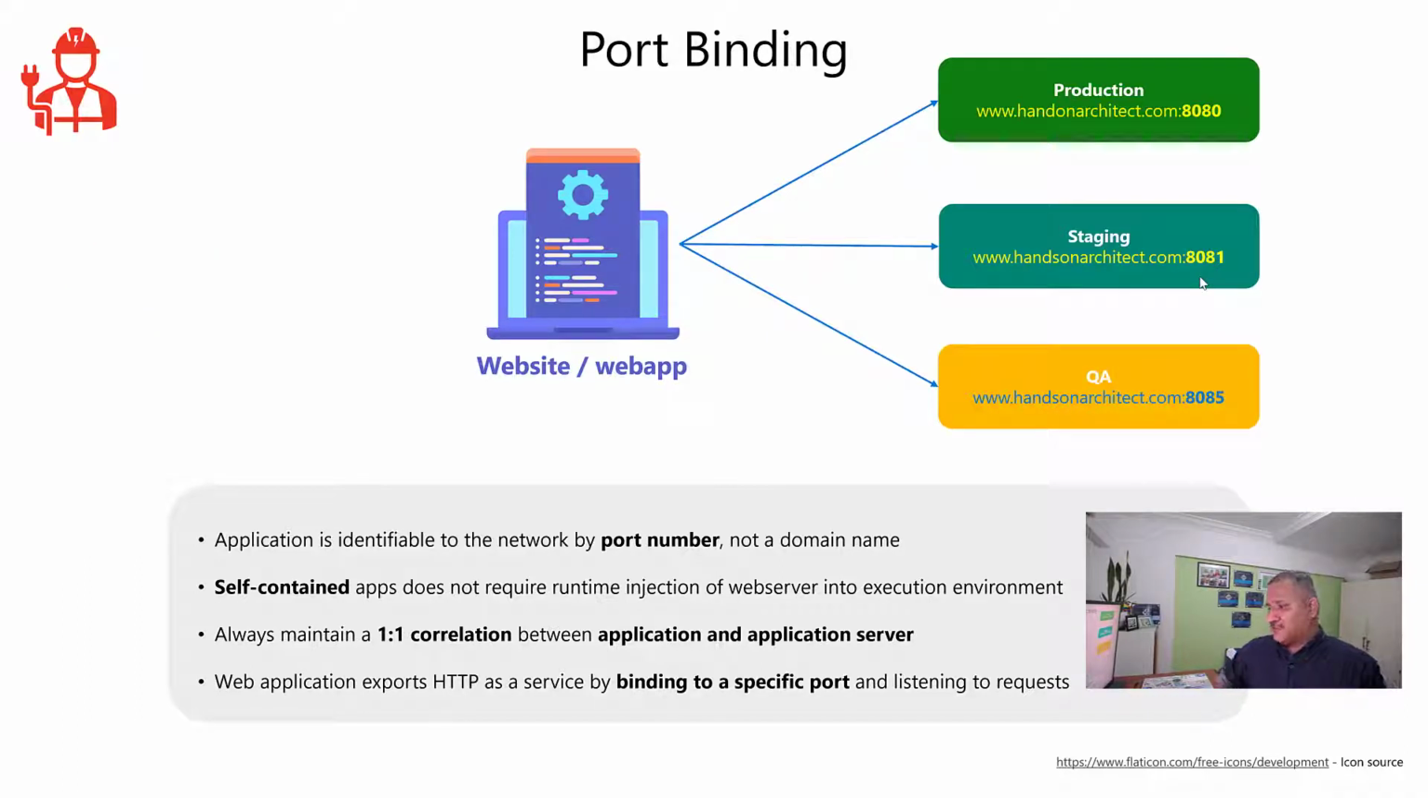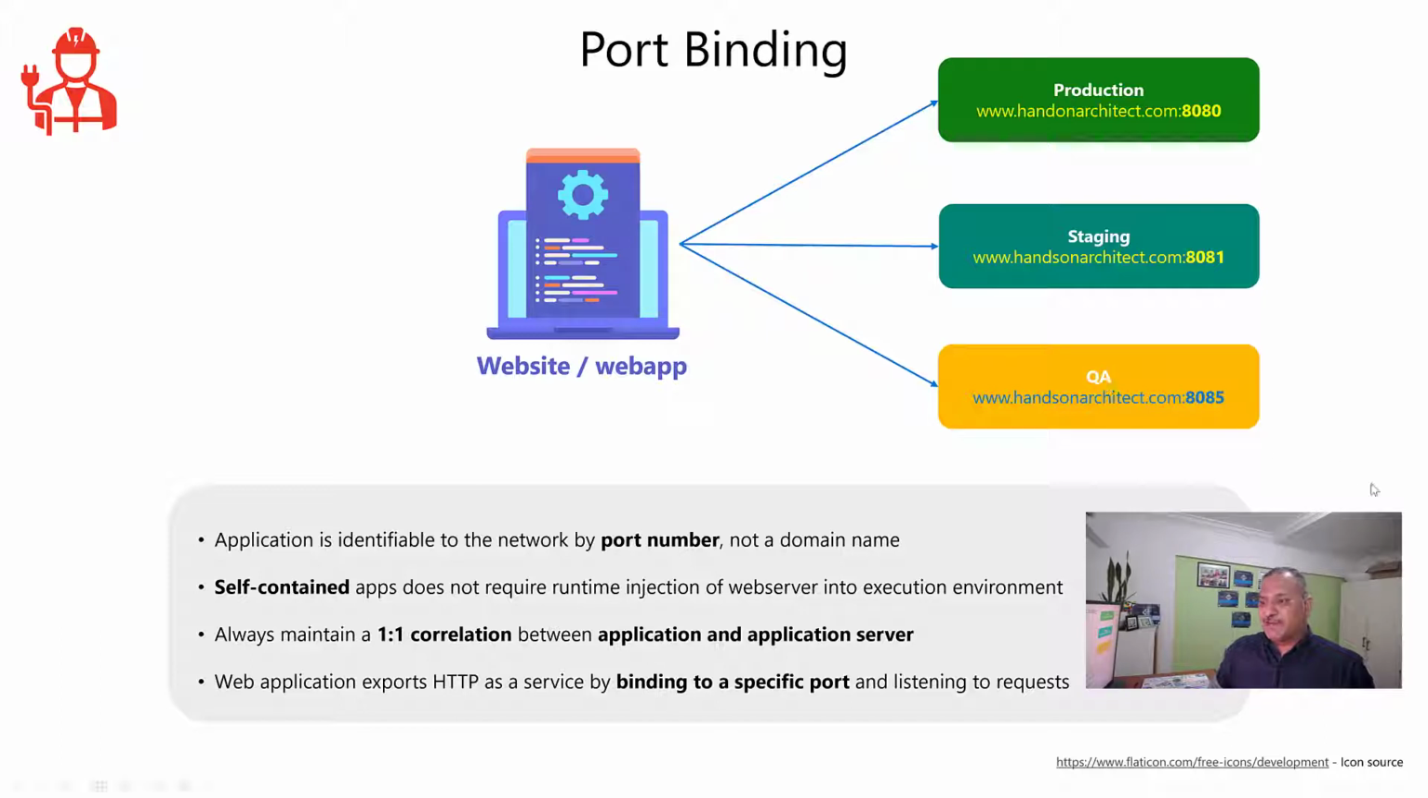So the last thing is the web application. It exports the HTTP as a service, and it binds to a specific port, and it listens to the request on those ports. So I have given a small example here in the diagram. Let's say my application or my website, www.handsonarchitect.com, is deployed in multiple environments. Like there is a production environment, staging, QA. Using this approach of port binding, I can have different ports assigned to this particular application in different environments.